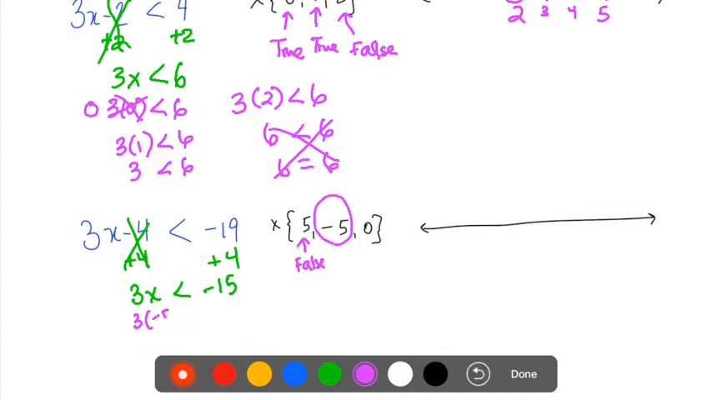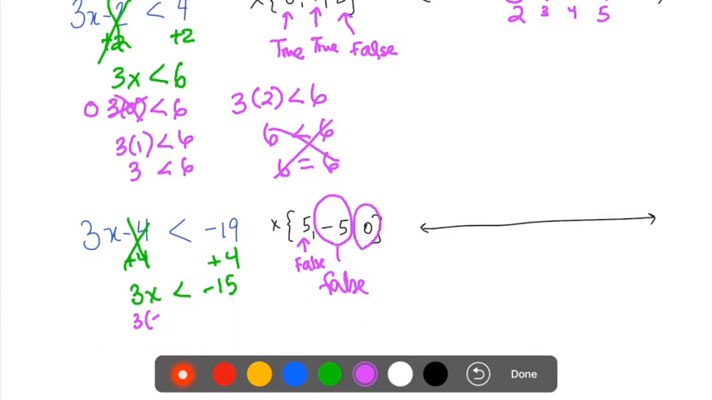Let's try a negative 5 this time. If we substitute that, we have negative 15 less than negative 15. This will also make the inequality false, and the reason it's false is because negative 15 is equal to negative 15. It's not less than, it's not greater than, they are equal.